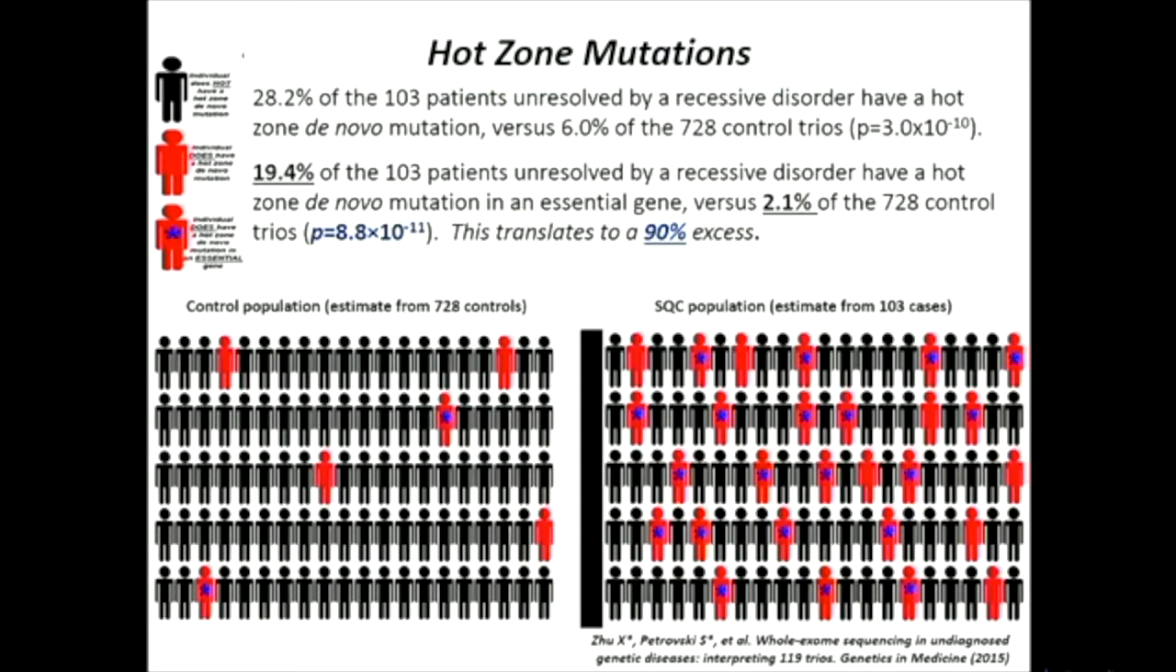What we see is about 20% of these individuals, compared to 2% in controls, have a hot zone de novo mutation in an essential gene. That's a p-value of 10 to the negative 10, and that translates to about 90% more hot zone de novo mutations in the essential genes that we see in this case collection. This could almost translate to the fact that about 9 out of 10 times that we see a trio come through these clinics with a hot zone de novo mutation in one of these essential genes, it's probably because that trio has been ascertained for the phenotype.